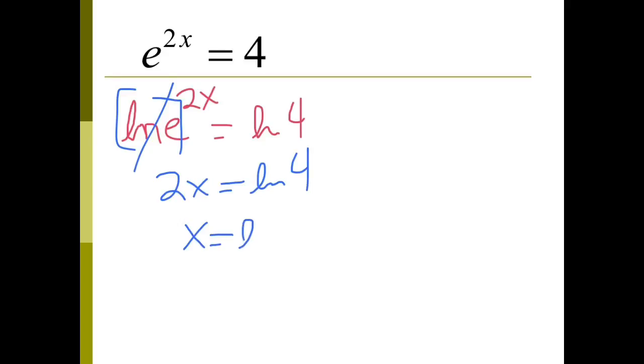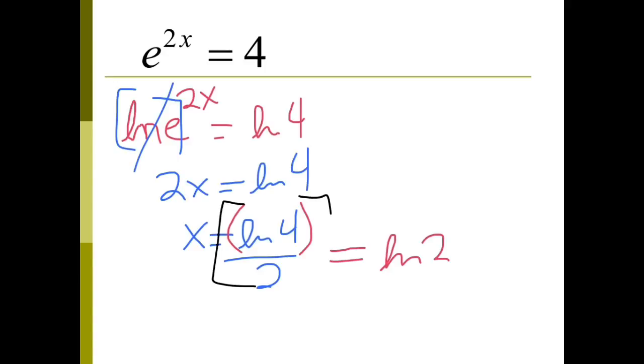So x is going to equal the natural log of 4 divided by 2. And just so we're clear, this is not going to equal the natural log of 2. We have to take the natural log of 4 first and then divide it by 2. So just leave your answer as a fraction. Natural log of 4 over 2.